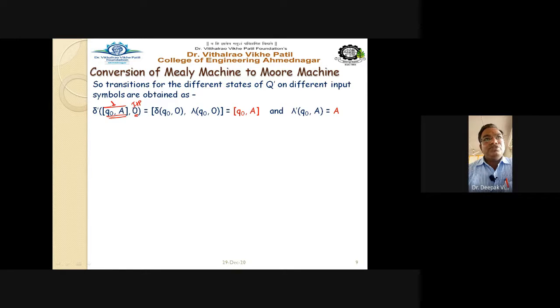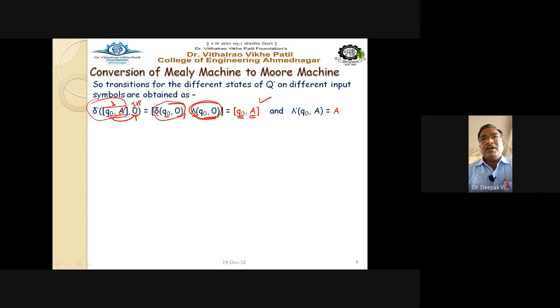So how to solve this? Q0 on 0. So δ(Q0, 0) and λ(Q0, 0) also. The value of δ(Q0, 0) is nothing but Q0. And the value of λ(Q0, 0): lambda means you're finding out the output. So λ(Q0, 0) is nothing but A. So this is the answer for this transition. This is the first step, right?